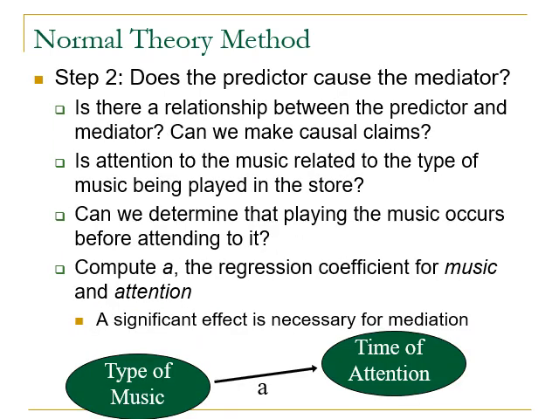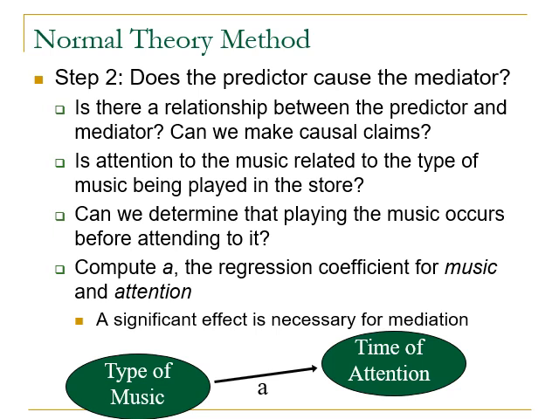Step two, does the predictor cause or have a relationship with the mediator? And again, remember that I'm using the word cause here because normal theory method, a mediation, is a causal model. But remember that cause is a hard thing to prove methodologically. So be very careful when you use the word cause in your actual papers or your results. So is there a relationship between the predictor and the mediator? Can we make a causal claim?